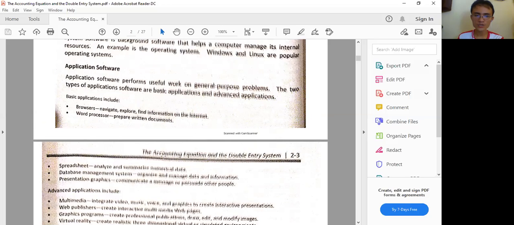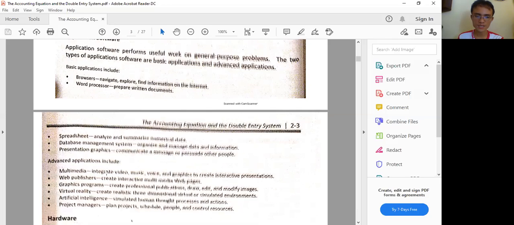The basic applications normally would be those common items that we make use of to process also basic items or files or documents, just like the browsers, word processor, spreadsheet, or Excel, the DBMS, database management system, and the presentation graphics like PowerPoint, Microsoft PowerPoint.